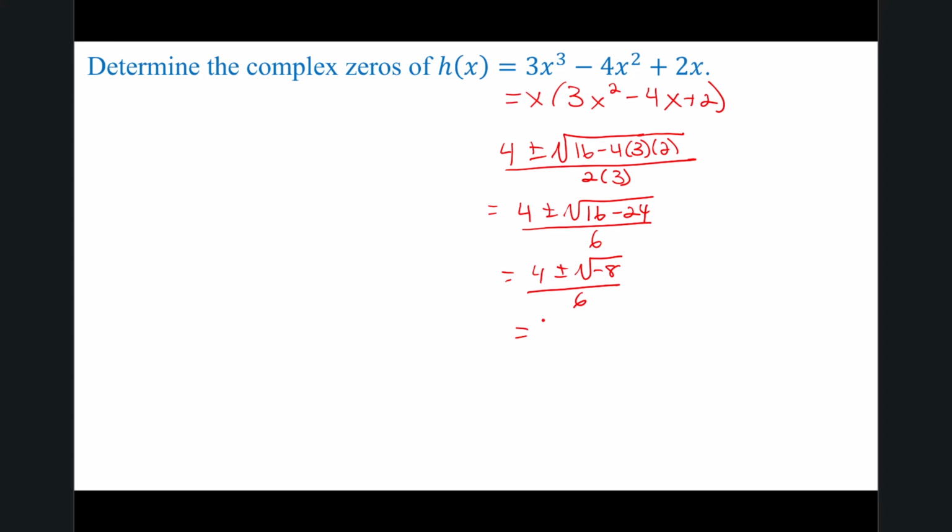And I can simplify that. The square root of 8 is 2 square root of 2, so I have 2i square root of 2 for square root of negative 8. And then everything is divisible by 2. So I have 2 plus or minus i square root of 2, over 3. And I can write this as 2 over 3 plus square root of 2 over 3 i, and 2 over 3 minus square root of 2 over 3 i.